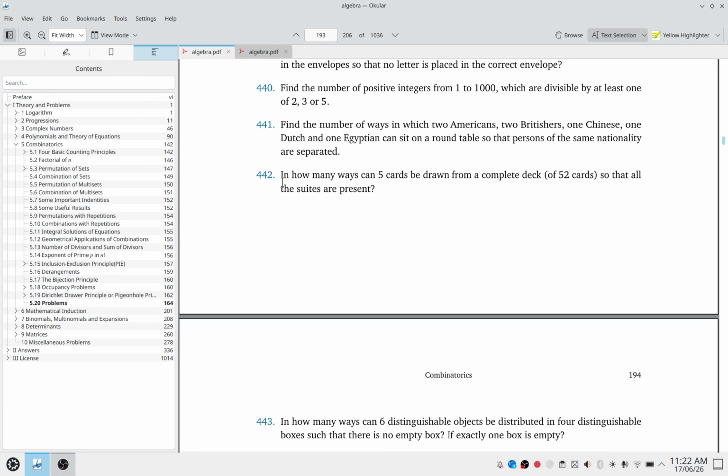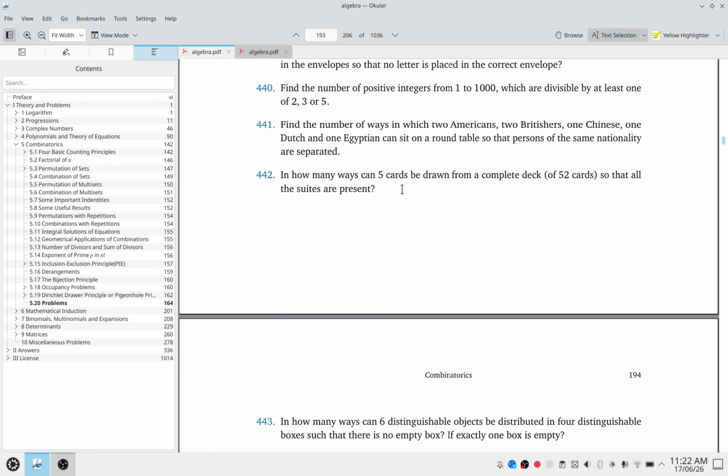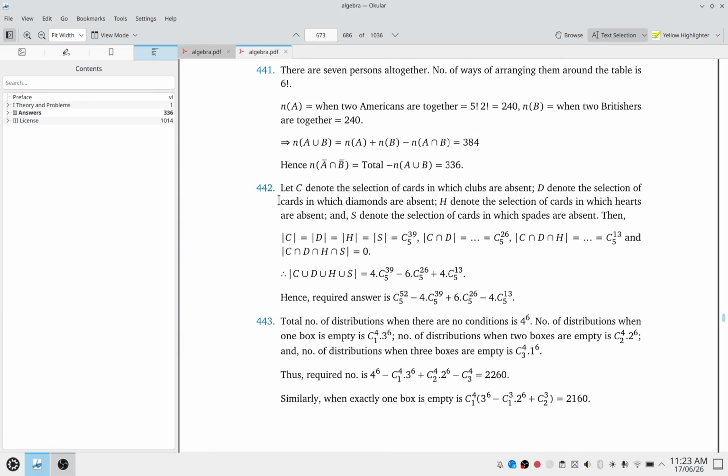Question 442 says: in how many ways can 5 cards be drawn from a complete deck of 52 cards so that all the suits are present? Now to understand this, you need to understand how cards are present. If you don't know how cards are present, you won't be able to understand the question. So learn about cards first.